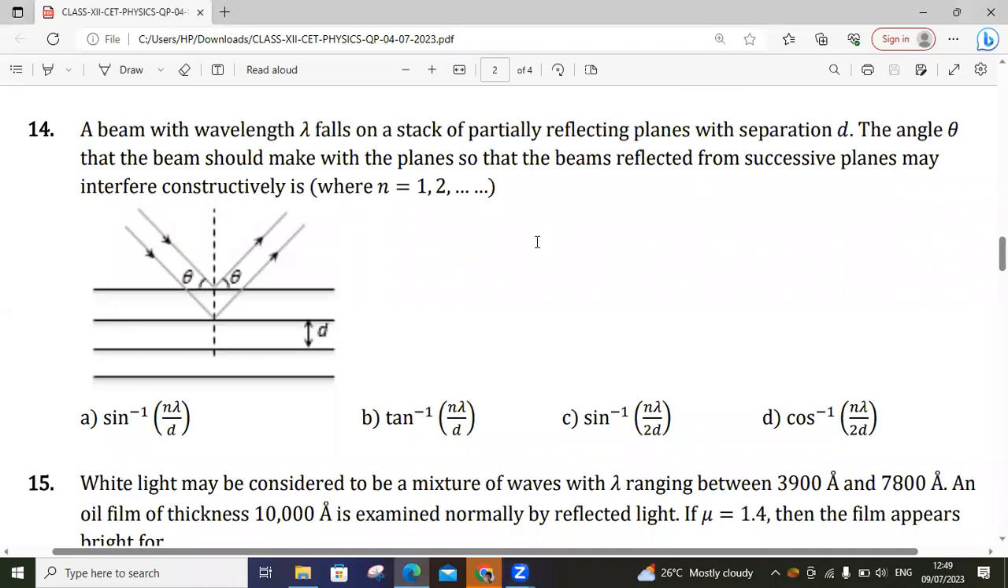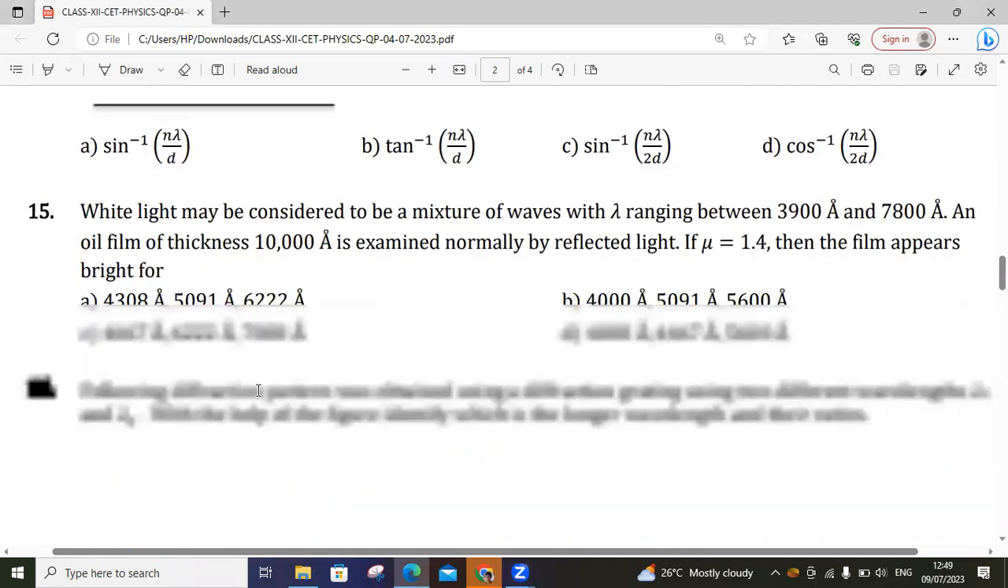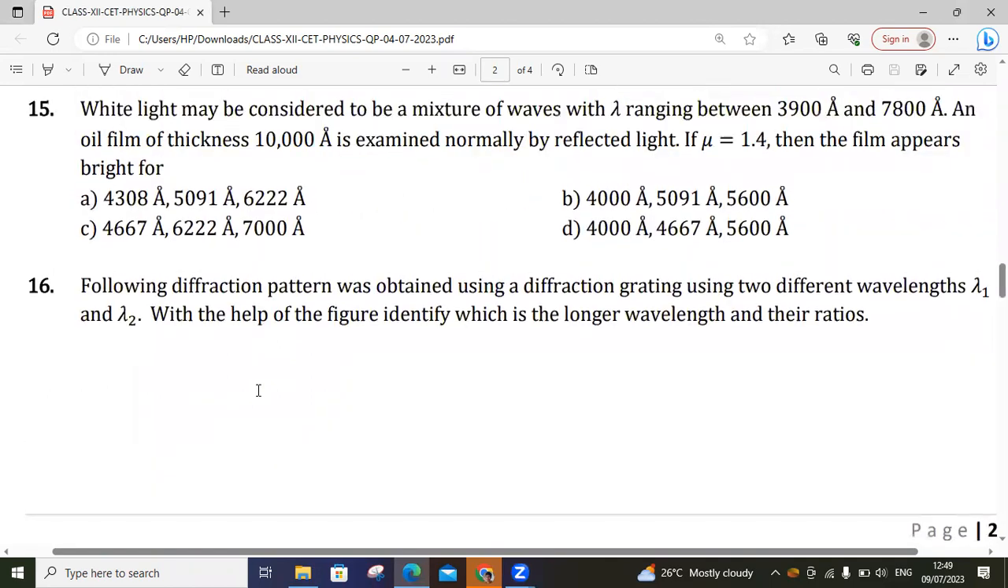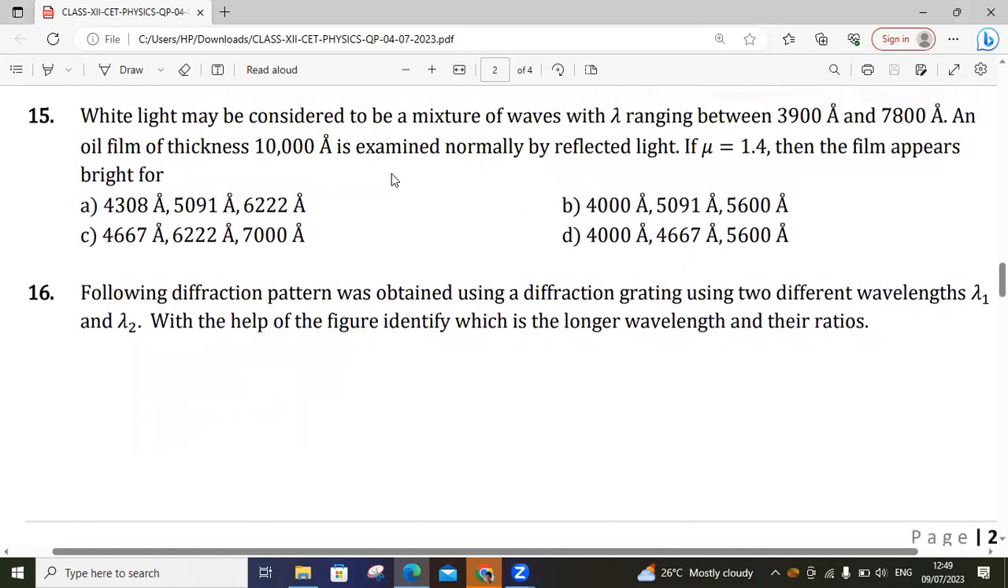So what is the question now? 15th one. White light may be considered to be a mixture of waves with lambda ranging between 3900 angstrom and 7800 angstrom. An oil film of thickness 10,000 angstrom is examined normally by reflected light.